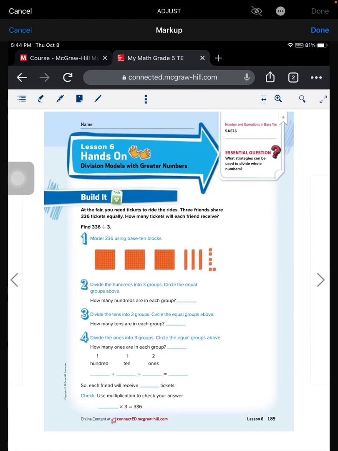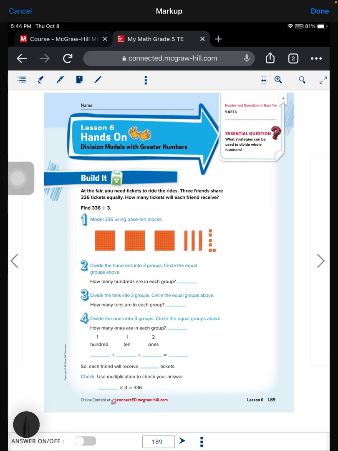Let me get over here to my markup so I can get my pen working. We have 336 divided by 3. 3 will go into 3 once. 1 times 3 is 3. Beautiful, and it works out that way. Bring it down. 3 goes into that 3 one time. 1 times 3 is 3. Bring the 6 down. 3 will go into 6 twice. 2 times 3 is 6. There you go. So we should get the answer of 112.